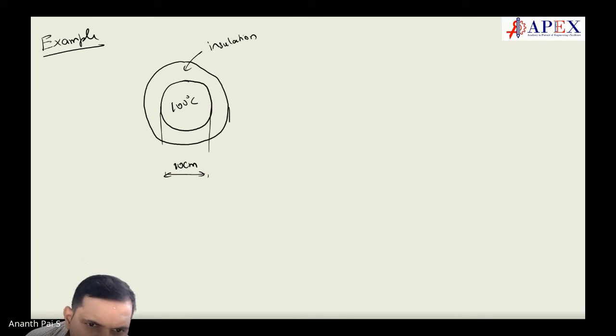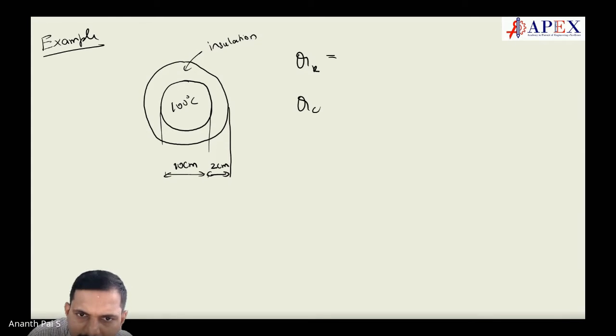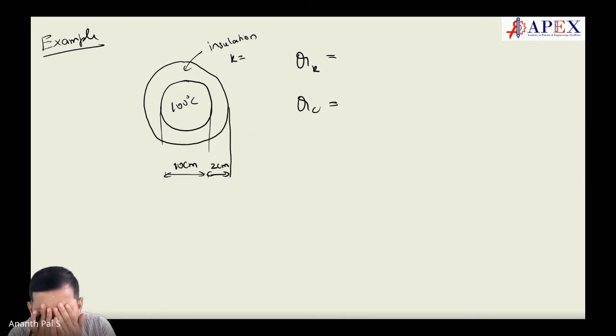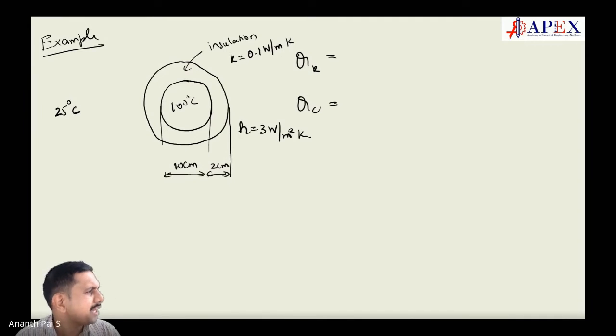The insulation is 2 centimeters. Can you tell me what is QK and what is QC? With this insulation, K is equal to, excuse me students, one second, I have to tell you a lot of things. Outside temperature is 25 degrees centigrade. K is equal to 0.1 watt per meter Kelvin, right? And here H, give it as 3 watt per meter square Kelvin. I can put any.